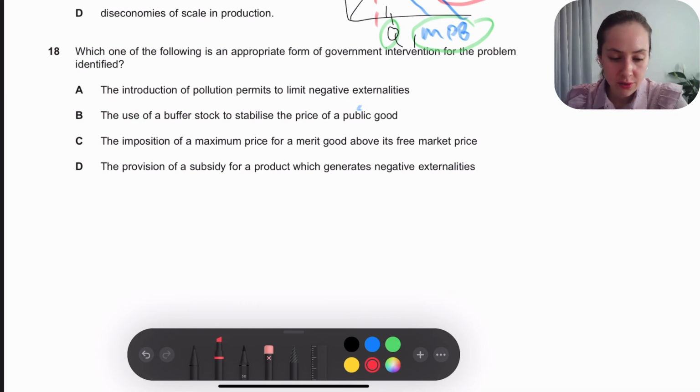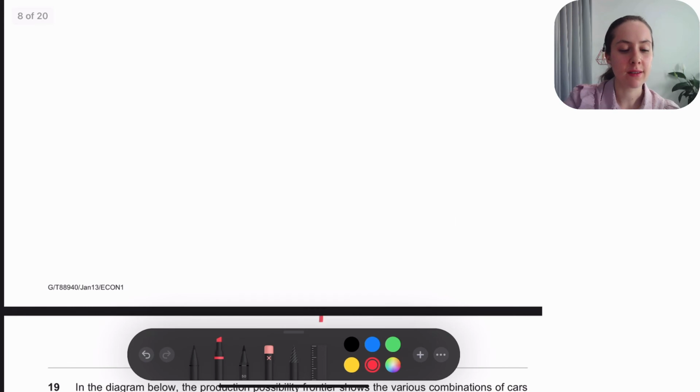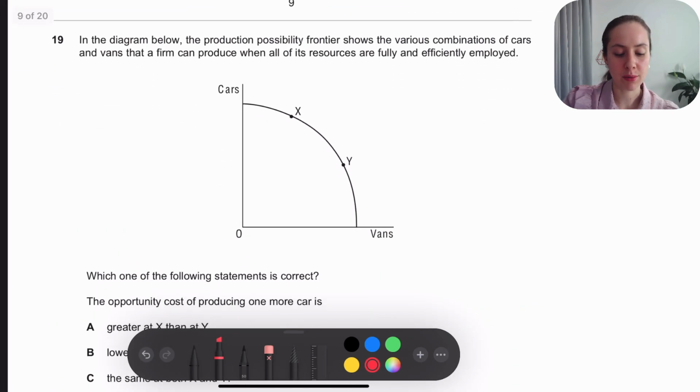Government intervention, so pollution permits to limit negative externalities. Yeah, you put pollution permits on burning coal and anything that generates greenhouse gases and pollution.